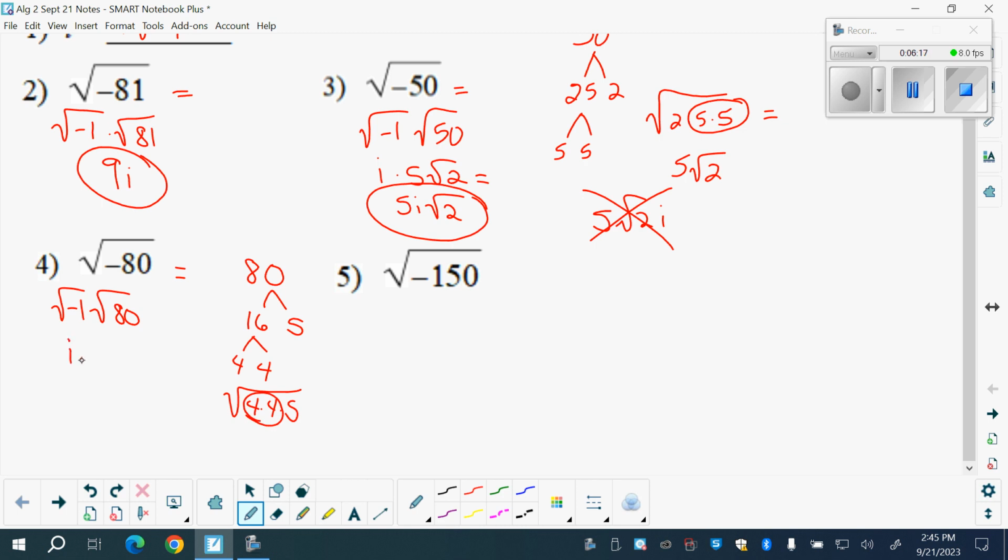That's your goal. So then this part is i. And then what does this simplify to here? 4 square root 5. So our answer is 4i square root 5. Does that make sense?